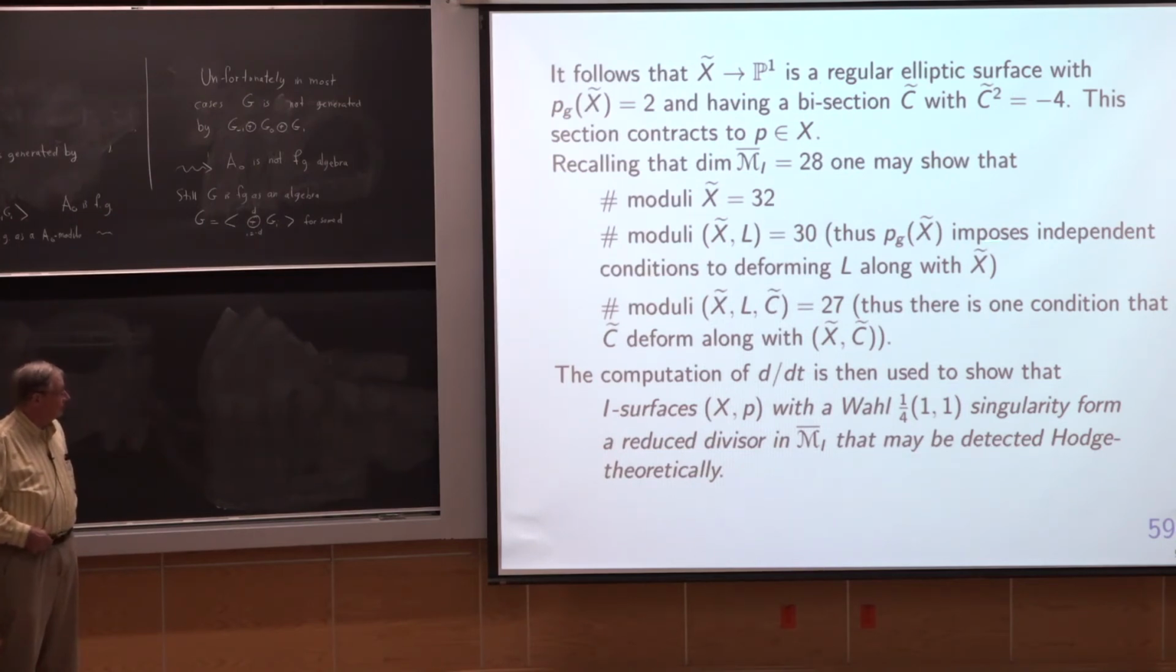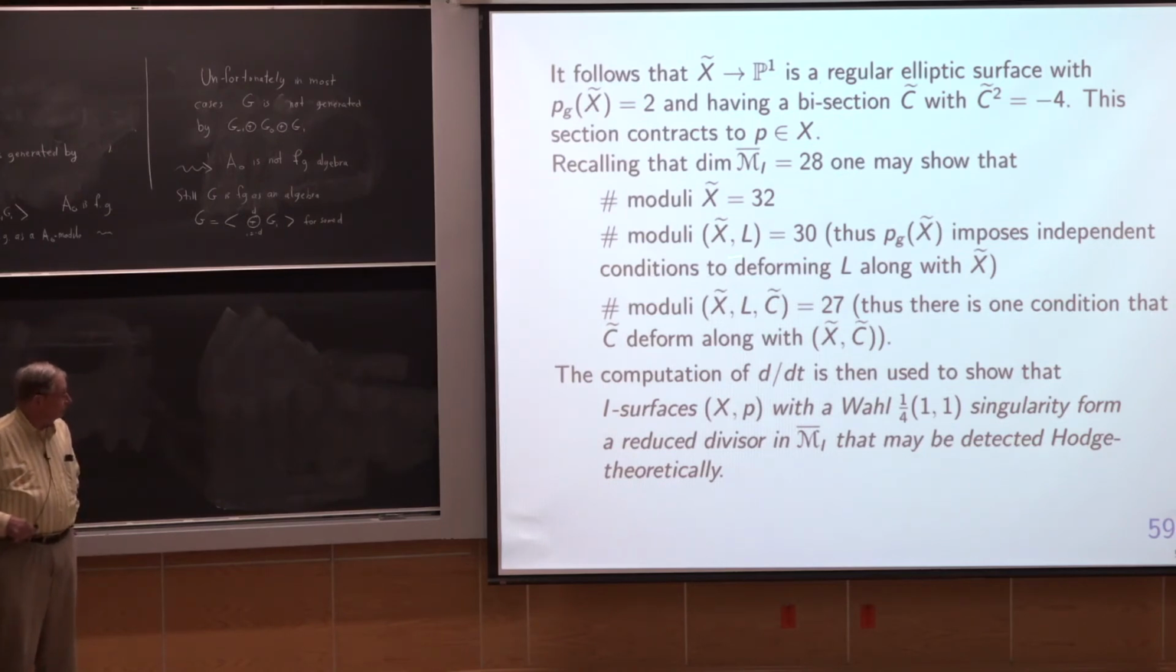But you don't have a section. To keep the section, you have to impose one further condition. Once you keep that section, that then becomes a curve that can be contracted, and that's then an I surface with a wall singularity. So sitting in the boundary of the moduli of I surfaces, the 28-dimensional guy, you have a 27-parameter family of these wall singular surfaces, whose resolutions then are elliptic surfaces with a bisection.